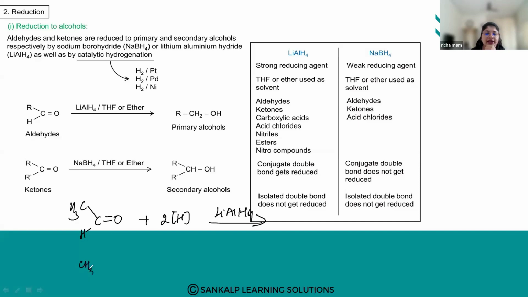And one more, I'll take a ketone. So this is acetone. Let me do a reduction on this, let me do catalytic hydrogenation. Tell me the products obtained, students, with the acetaldehyde and acetone. What is the product obtained? Across this double bond, add hydrogens and tell me the product.